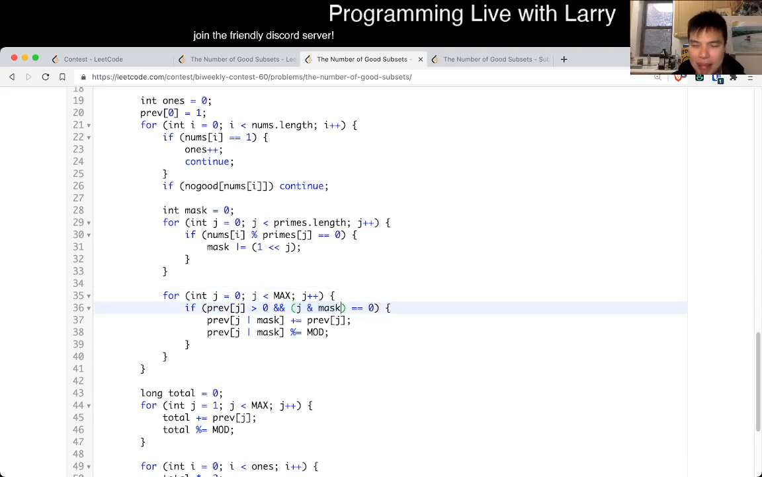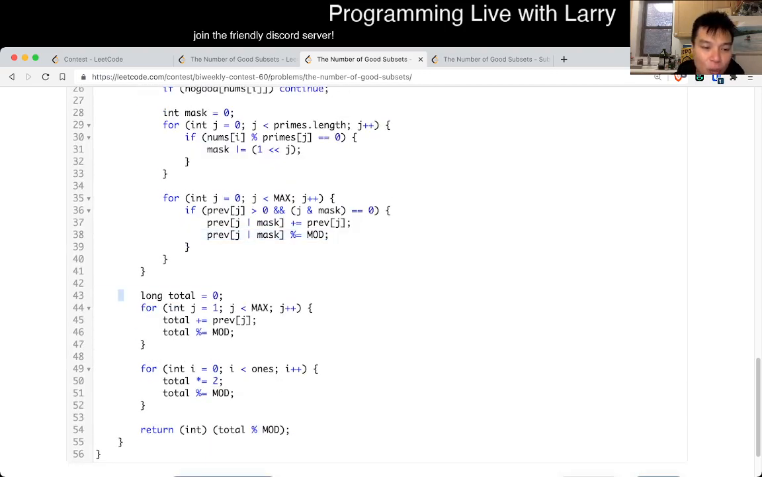Basically, this is just a bit mask, a Boolean check: if there's overlap, then this is no good. So if there's no overlap, meaning the overlap is 0, then we just set the mask to be plus this previous number, and then we mod it, of course, because of the mod. And then that's pretty much it. And then for each one, we multiply by 2 at the very end.